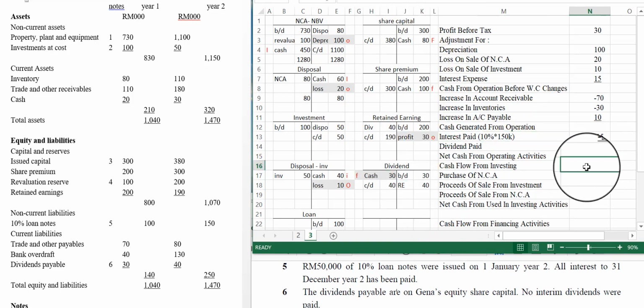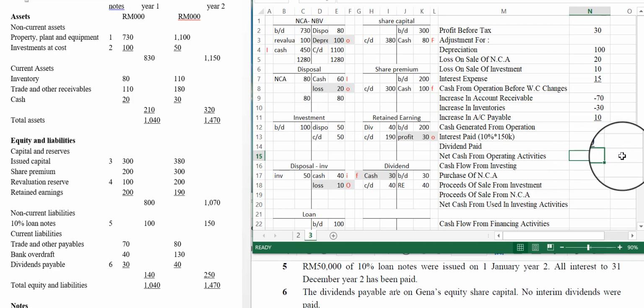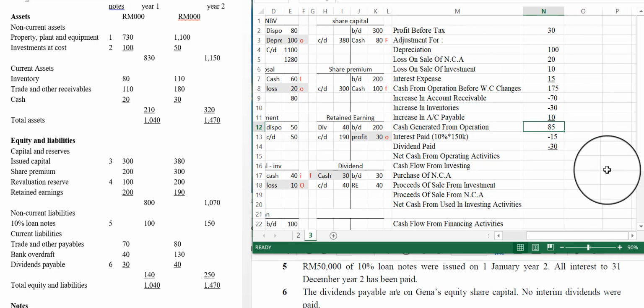Now next one. So the total cash flow from operating activities will be 40. So you have your cash flow here. The amount is 175. After you minus all this, you become 85, and then 85 minus 45.